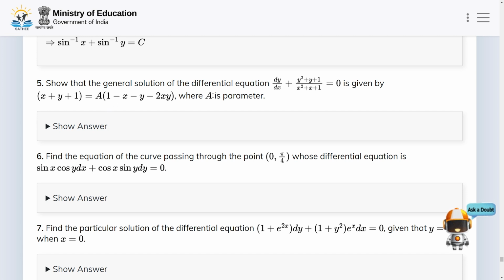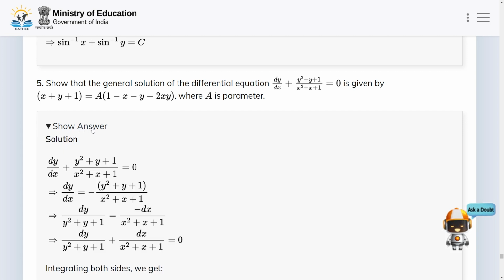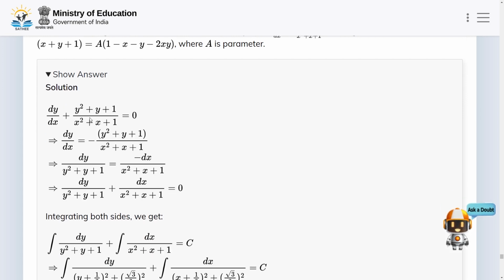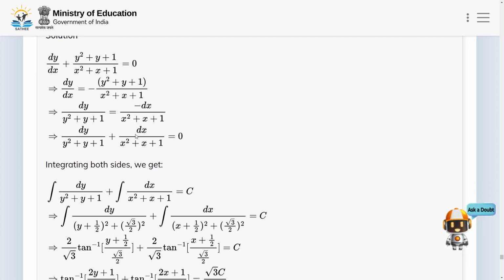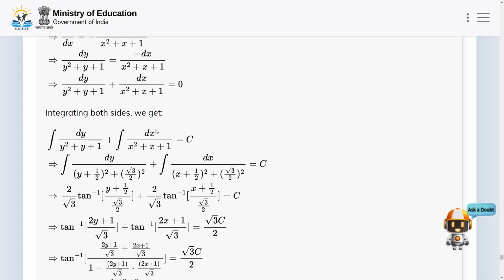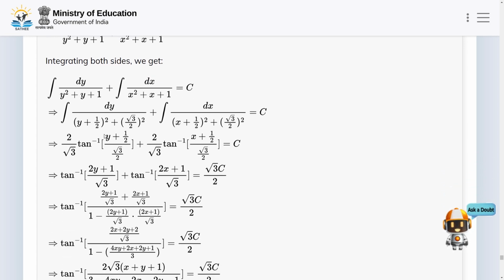Now fifth problem. Show that this differential equation solution, general solution, is given by this. So let me just show you. dy by dx, this can be rearranged and can be solvable by using separation of variable. So rearrange the term accordingly. Now integrate both sides. You will have integration of this term plus some constant.